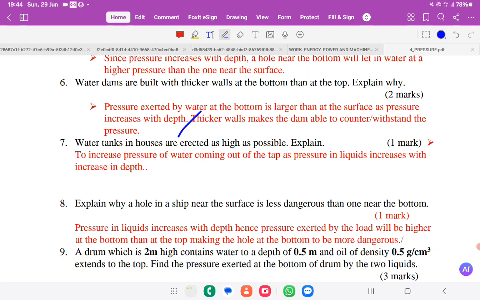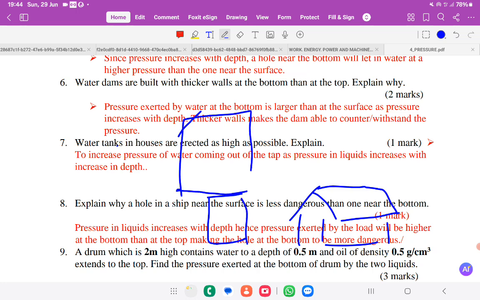All right. Number 7, water tanks in houses are erected as high as possible. Explain. Okay, let's suppose you have a house. This is your house, this is your home. And then you have a water tank. A water tank is usually put at a very high place like this.